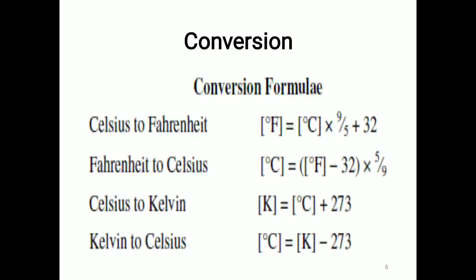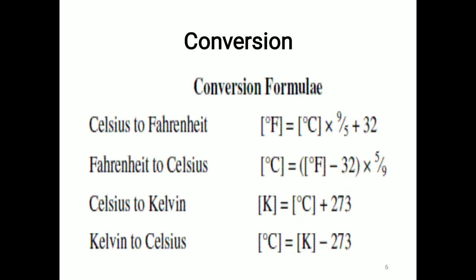Now, these three scales can be converted into each other by using these formulas. We can see here the different types of conversion formulas. If you want to calculate Celsius to Fahrenheit, you have to multiply the Celsius by 9 and divide by 5, and you have to add 32. If you want to convert Fahrenheit to Celsius, subtract 32 from the Fahrenheit and multiply by 5 and divide by 9. You will get the centigrade.